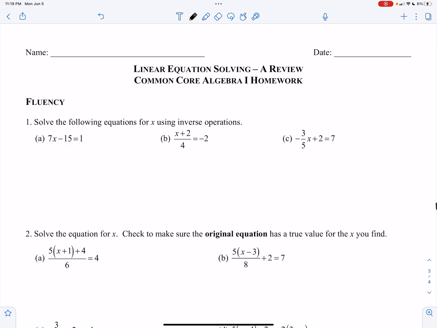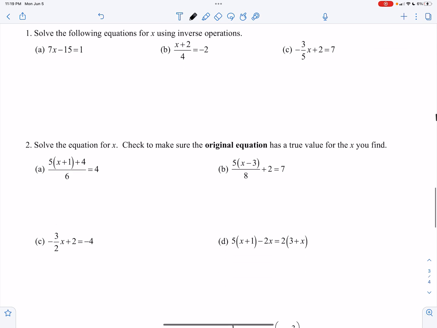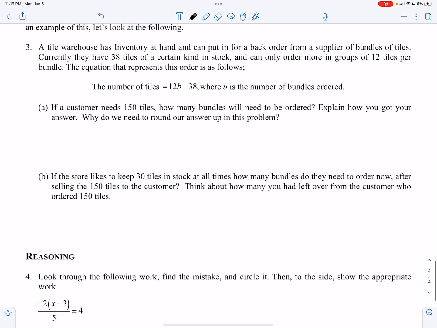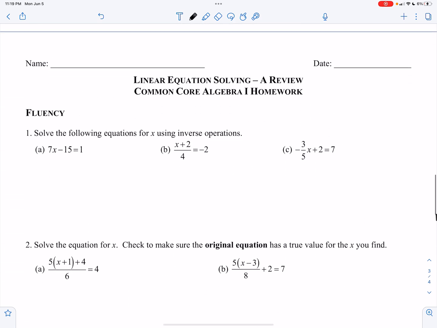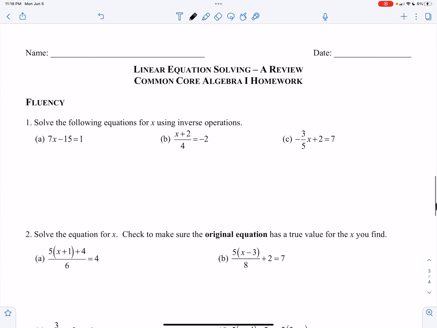We're on page 3 under the Fluency, Applications, and Reasoning section of our work. Let's take a look at the fluency part. Number 1, solve the following equations using inverse operations.